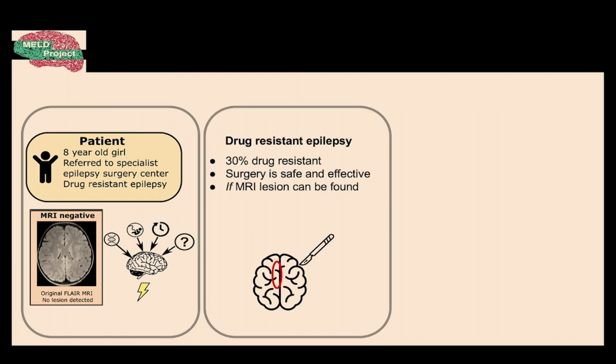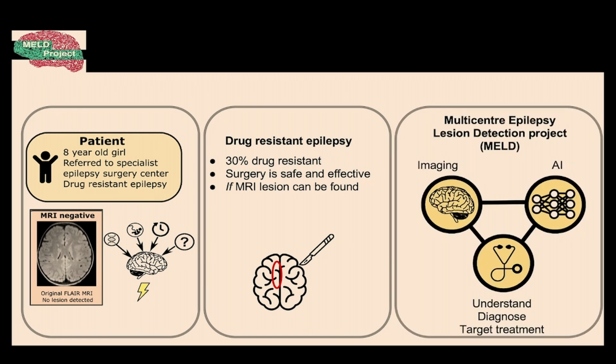Drug-resistant epilepsy is not rare. In around 30% of people with epilepsy, the medication doesn't work. But if you can find a focal brain abnormality, you can operate, and this can cure the seizures if this MRI lesion can be found. And so our work on the multi-center epilepsy lesion detection project has been to build the imaging data sets and the AI tools to better understand, diagnose, and target treatment in focal epilepsy.